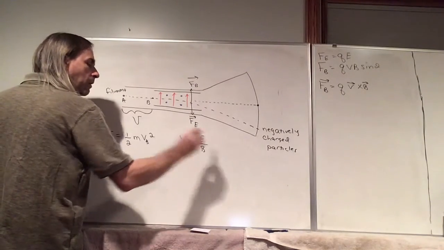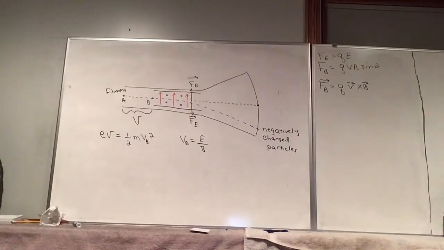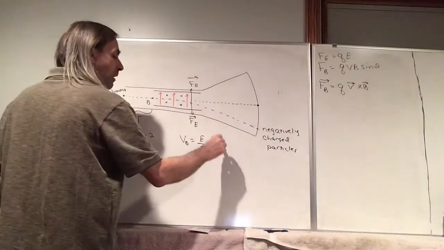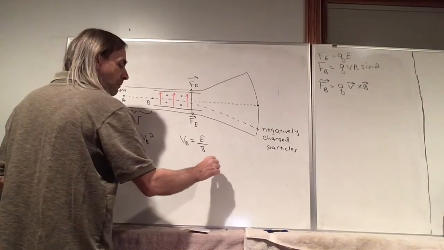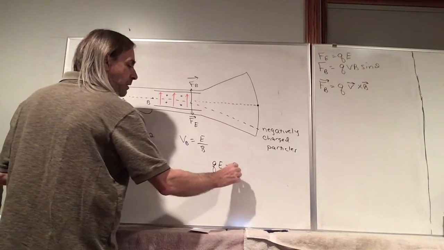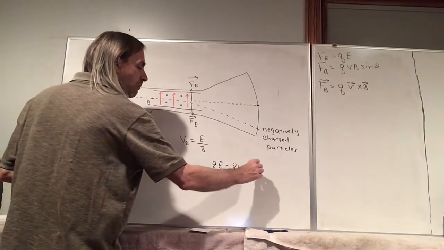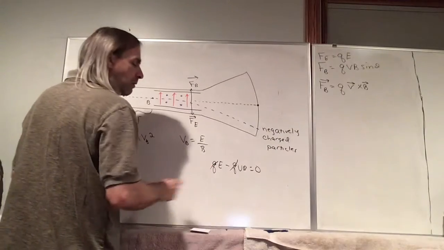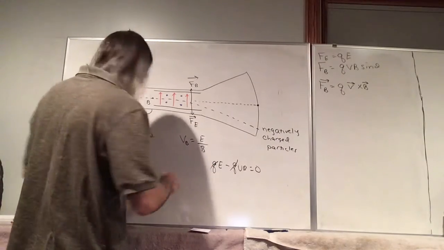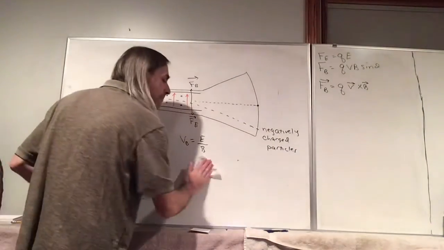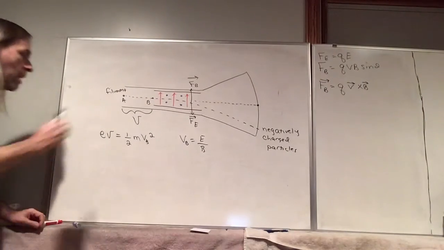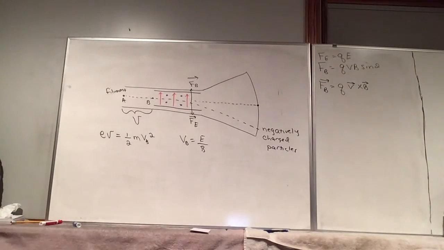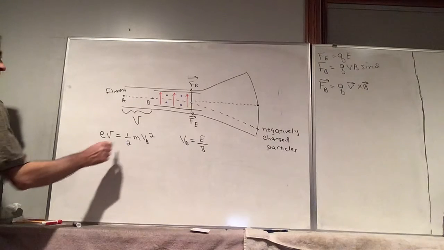I think I got that last equation mixed up, so let's check. We have qE minus qvB equals 0. So v is E over B. Okay. And so let's put these together. Let's multiply by 2.